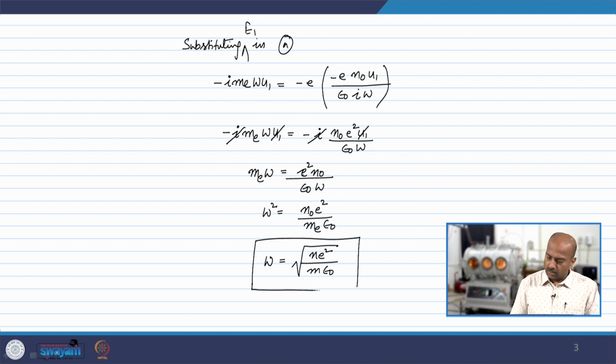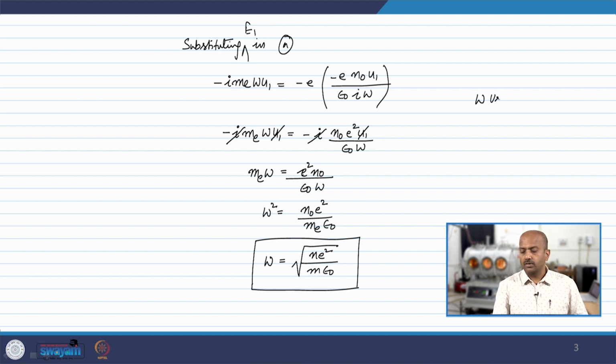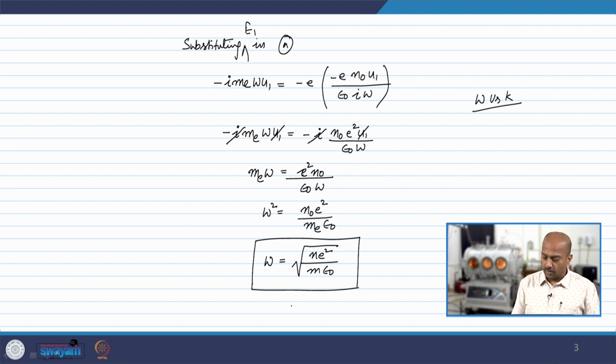So, we wanted to achieve the dispersion relation between omega and k, but what we have got is an expression for omega which is not dependent on the propagation vector k. But this expression is very familiar to us. It is nothing but the angular frequency of plasma oscillations, or generally we call it the plasma frequency.